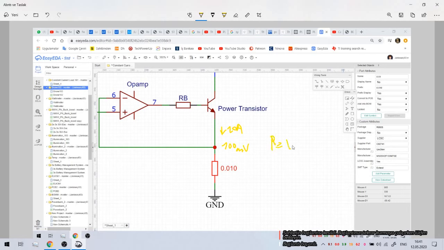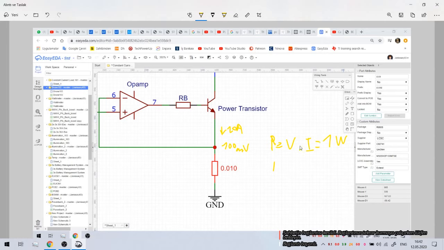Power equals V times I, equals 1 watt. We can find 1 watt resistors easily, so I will use 0.01 ohm. You can use a greater value than that, but you cannot flow 10 amp through it. Or you need better resistors, maybe 10 watt resistors. You can use those, but I will use 0.01 ohm.